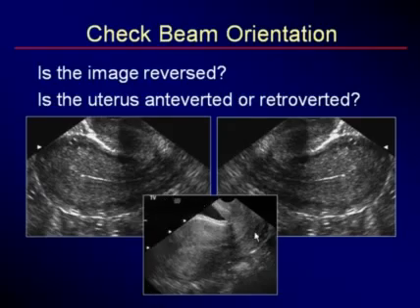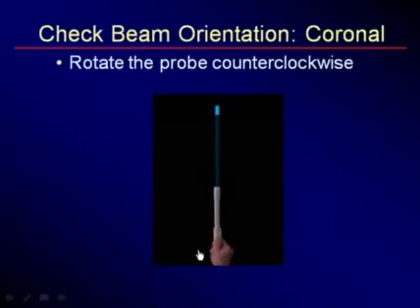On a sagittal transvaginal scan of a uterus, the urinary bladder should be in the left upper corner of the image. If the bladder is on the right upper corner, then you are reversed. So here the bladder is on the left upper corner. This is an anteverted position.